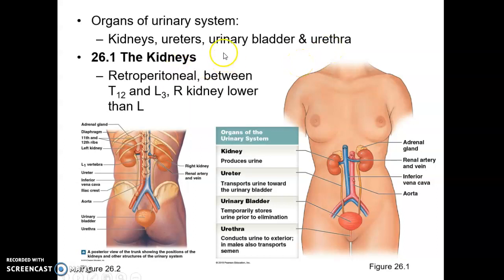So let's look at the kidneys. They're retroperitoneal, that means they are behind, posterior to the peritoneal lining. Their position is essentially between T12 and L3, the vertebrae, with the right kidney being a bit lower than the left kidney. Here's a posterior view, so the right kidney is inferior, a bit lower than the left kidney, and that's because of the large size of the liver.